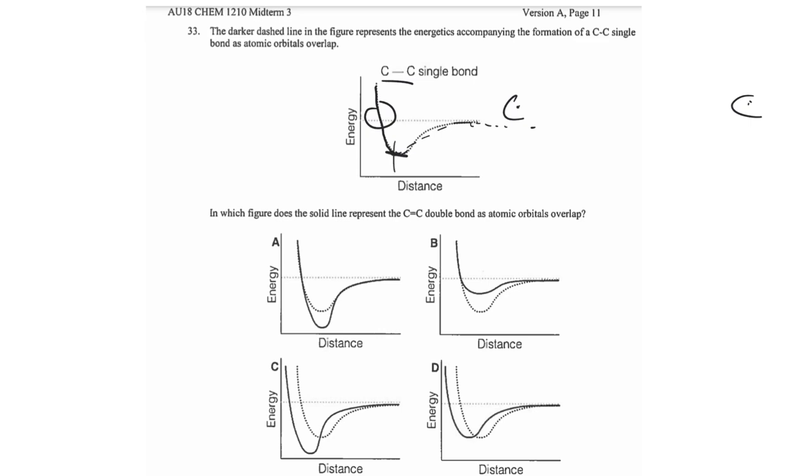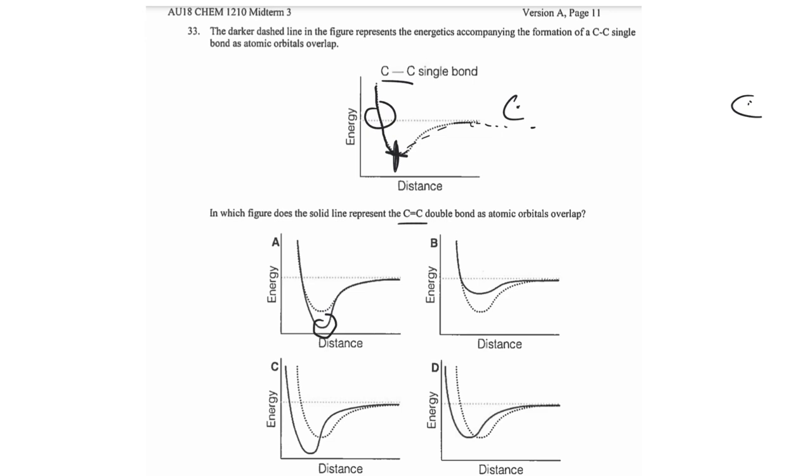And then you have the ideal distance where the electrons from each of the carbons are most attracted to the other nuclei, and you reduce the repulsions by not bringing them too close together. What this question is asking is, what would it look like if you overlaid the carbon-carbon single bond with the carbon-carbon double bond picture? The carbon-carbon double bond versus the single bond.